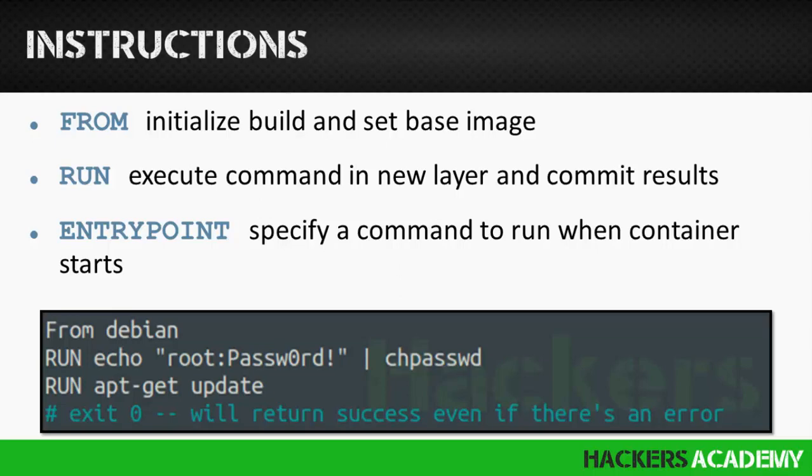Now, obviously, there's a whole bunch of other instructions that we are not going to get into for the sake of keeping this video short. But if you want to explore this a little bit more, feel free to go to the Docker documentation and you can read all about all of these commands. For example, the COPY command, the CMD command, and so on. For now, we're just going to keep it simple. So FROM will select the base image and initialize the build. RUN will simply execute commands, layer them one on top of each other and commit each command when it's done. And the ENTRYPOINT will specify a command to run or execute when the container starts.